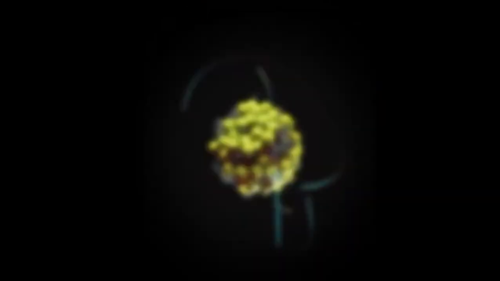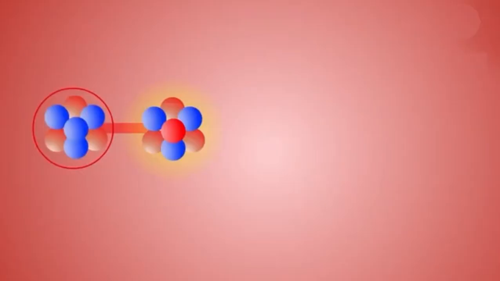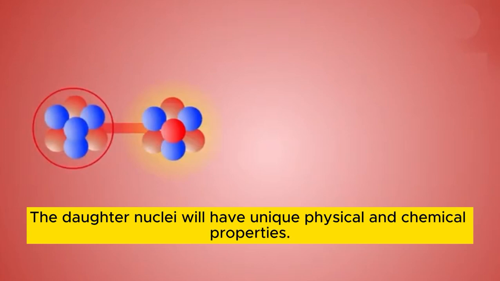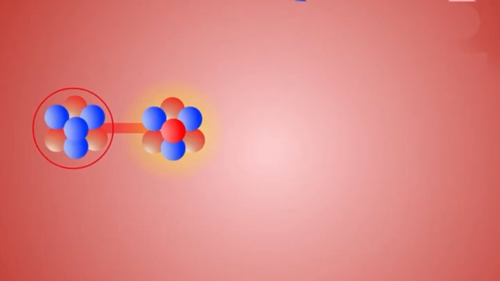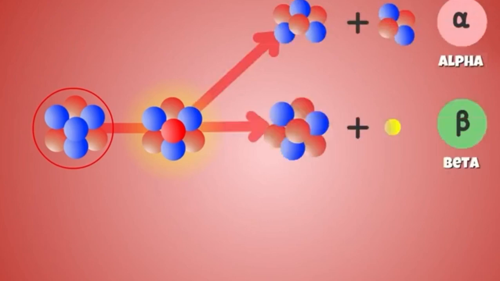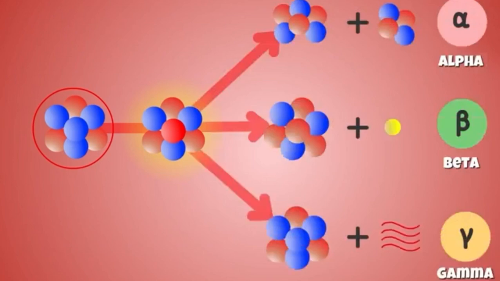Radioactivity is a nuclear process that occurs due to the decay of the nucleus. Radioactivity is based on the law of conservation of charge. External parameters such as temperature and pressure do not affect the rate of decay. The daughter nuclei will have unique physical and chemical properties that are different from the parent nuclei. The decay rate of any radioactive material is directly proportional to the number of atoms present at that instant. Alpha, beta, and gamma rays are emitted during radioactivity.